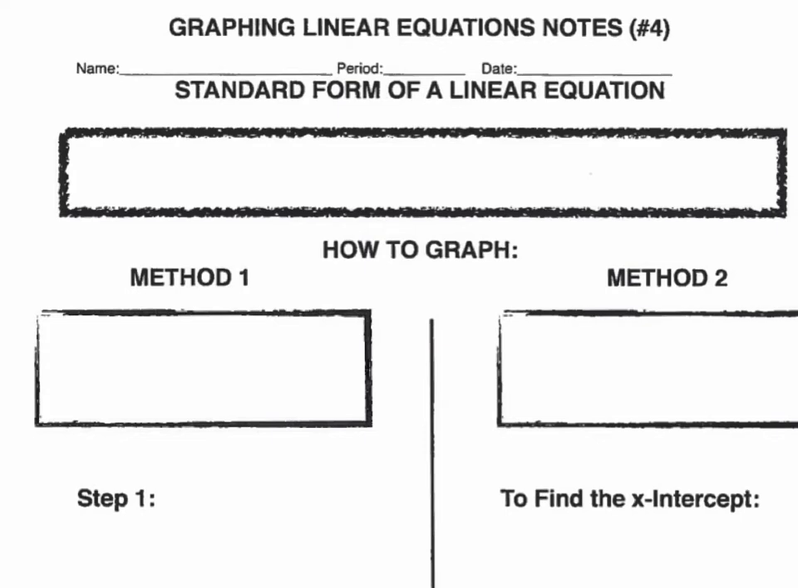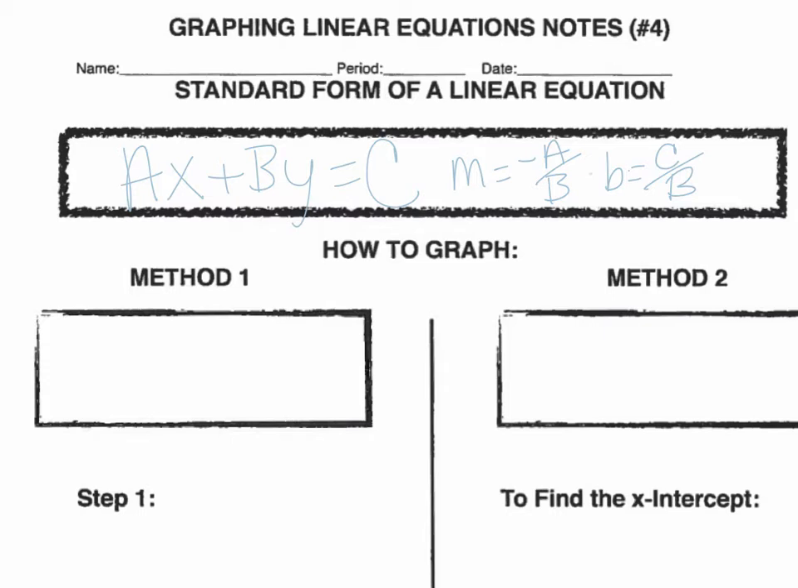Okay, so now we're going to talk about how to graph those lines when they're in standard form. So remember, standard form of a linear equation is ax plus by is equal to c. You do have your shortcuts to find slope, right? You have -a over b is your slope, and your y-intercept is c divided by b. So you can certainly use those to help you graph.